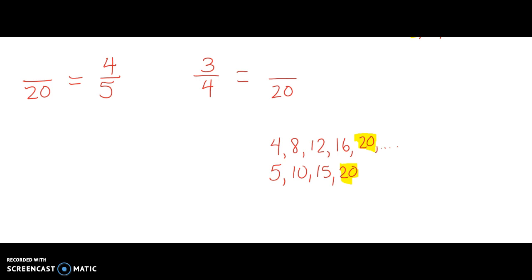What whole fraction can I multiply 3/4 by to give me 20ths? Well, let's see. 4 times 5 is 20. And so if I use the whole fraction 5/5, I can multiply my numerator 3 times 5, and I will have 15 20ths.